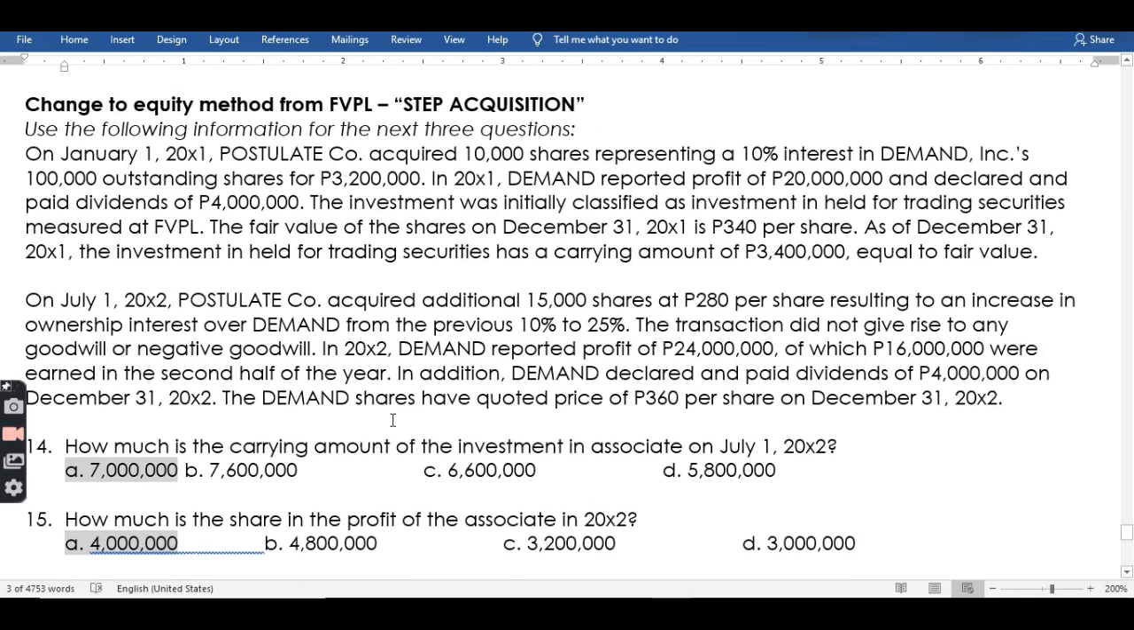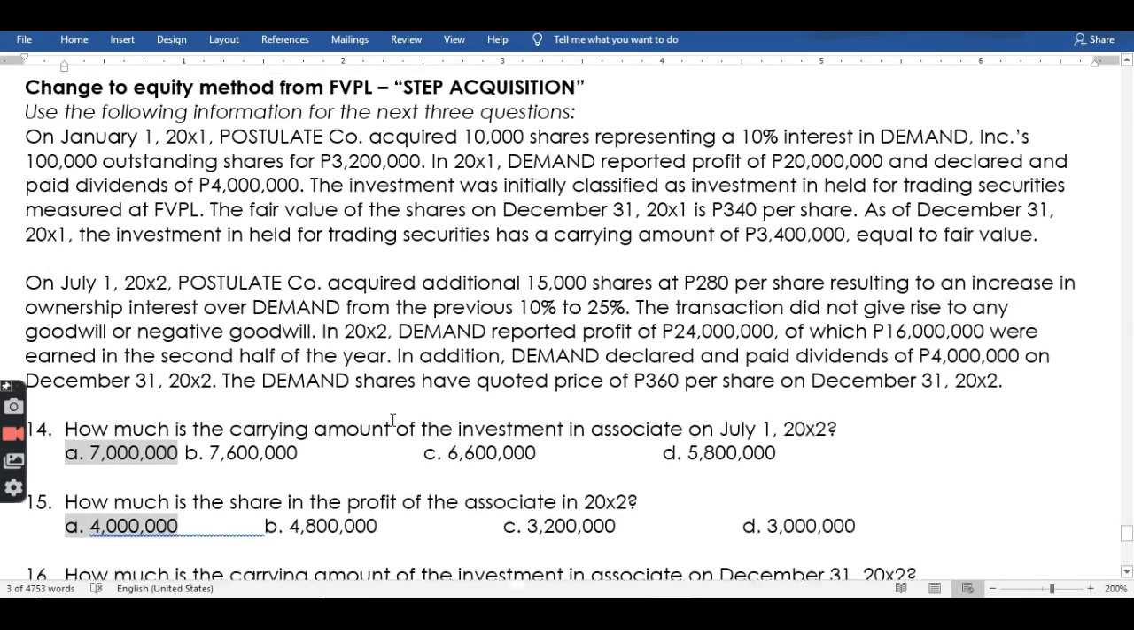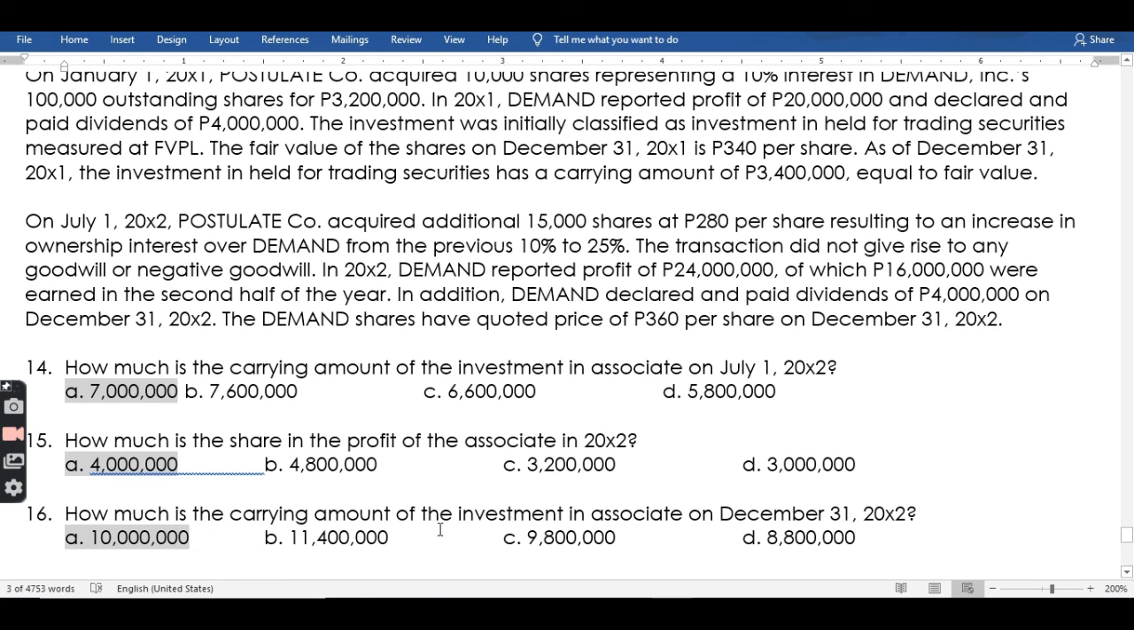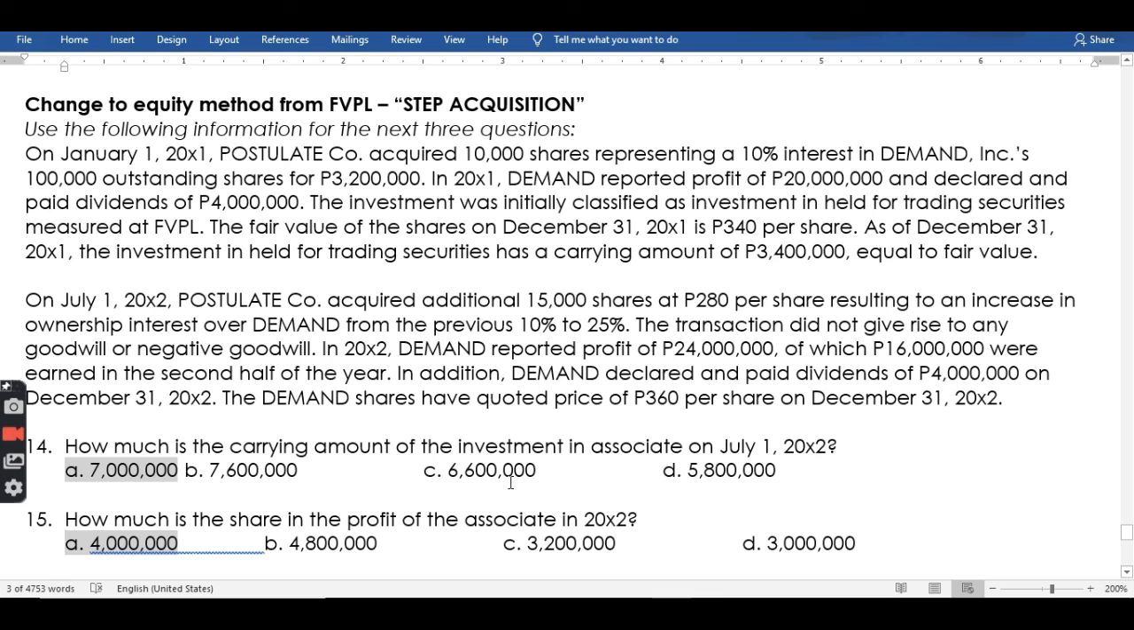So yan. Next, 14 to 16. Okay? So ito naman yung step acquisition na ngayon. So ang gagawin natin dito, we are going to determine kung ano yung mga items, okay, dito, such as yung carrying amount noong July, share in profit, at saka carrying amount noong December. Okay, sige. So, basahin muna natin.